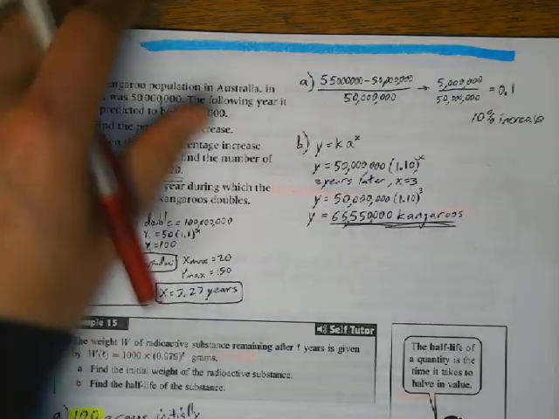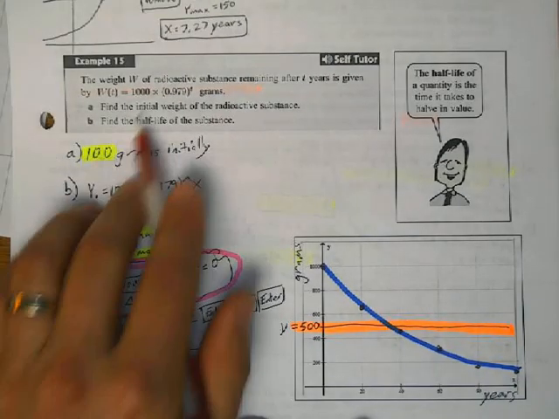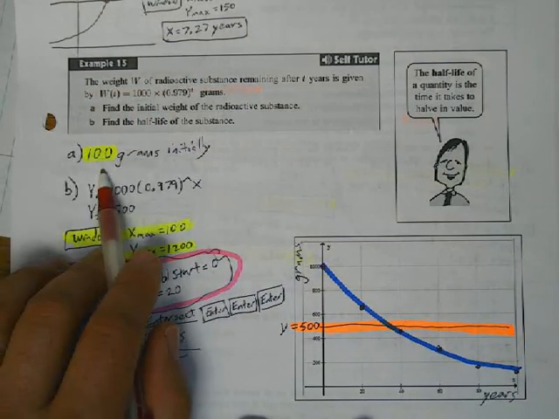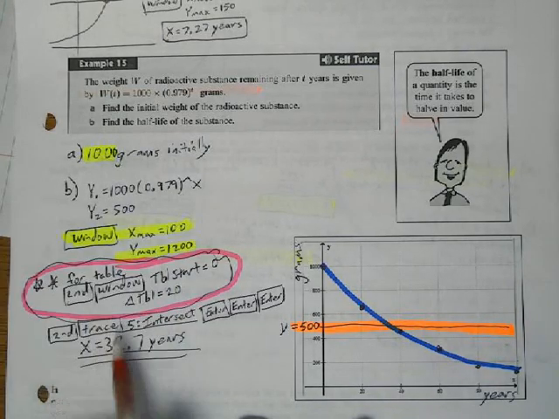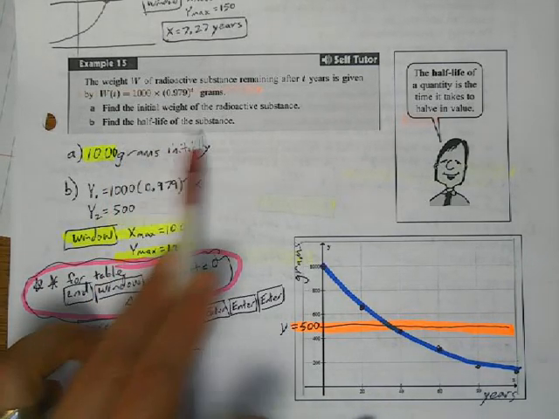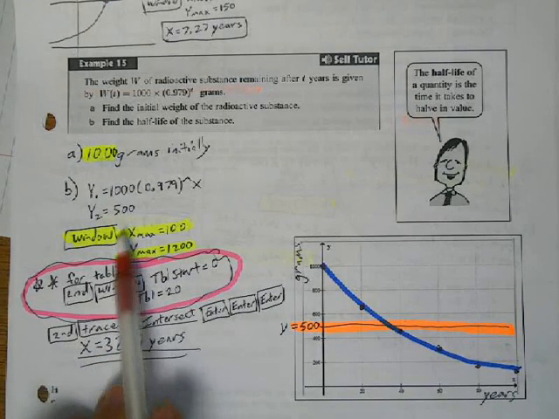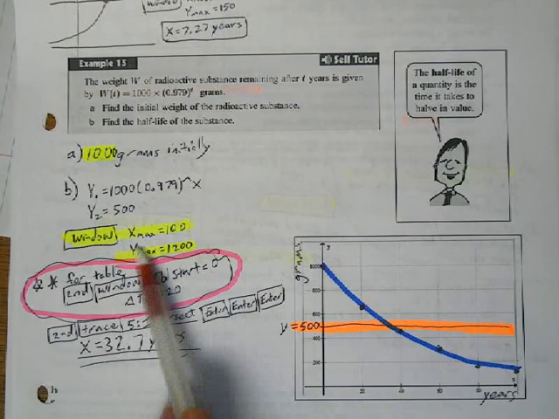Okay. Example 15. Find the initial weight of the radioactive substance, which is 1,000 grams. Then find the half-life of the substance. So half of 1,000 is 500. So looking at my table here, my y max needs to be 1,200. My x max needs to be 100.